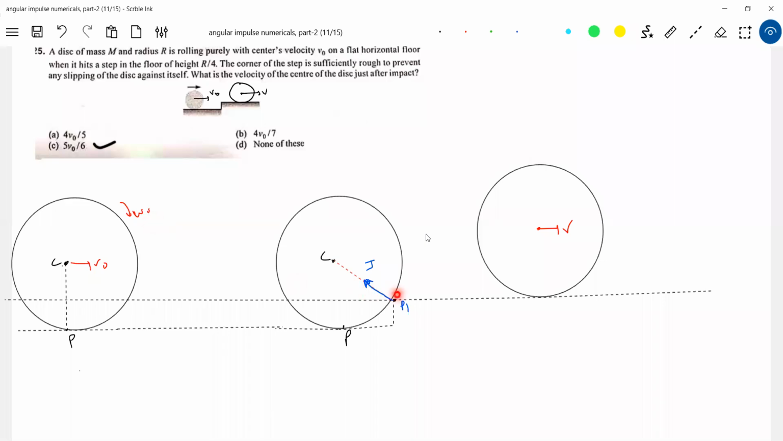So this J cos theta, or say some theta, whatever you want to write. So let it be theta. Now this J cos theta, what will it do? It will decrease velocity V naught. Okay, V will be less than V naught. Fine. Who will decrease angular velocity? It is saying sufficiently rough to prevent any slipping, no slipping occurs, then somebody should decrease omega naught also. The same impulse, but that impulse will pass through the center of mass.